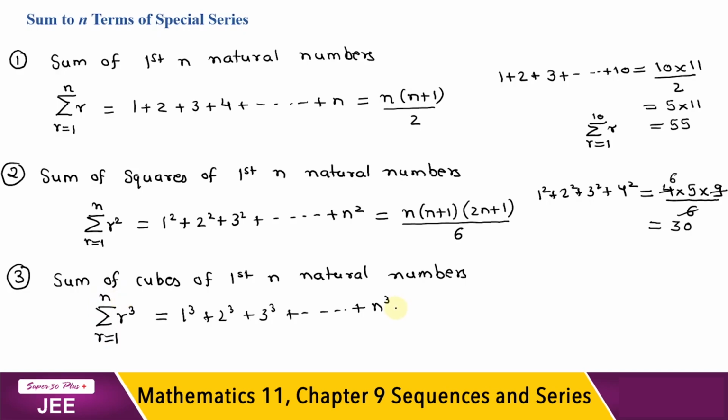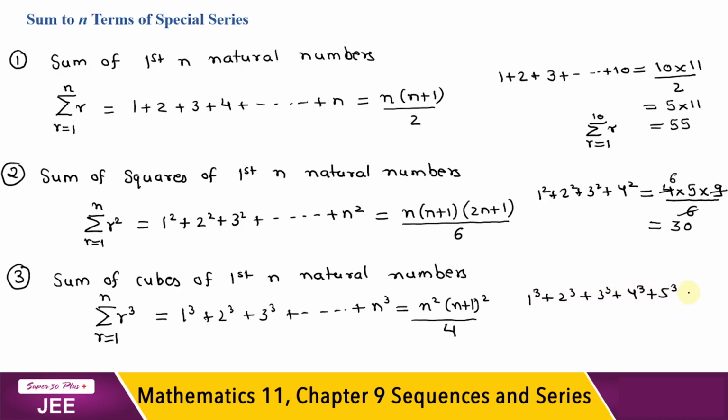And the result of this series is just the square of the result of the previous series. So the square of this is going to be n square into (n plus 1) whole square divided by 4.